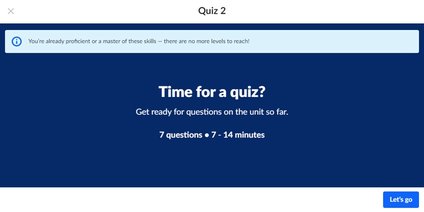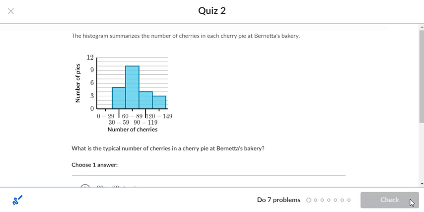Data sets and distribution. Quiz 2 review. The histogram summarizes the number of cherries in each cherry pie at Burnett's Bakery. What's a typical number of cherries in a cherry pie? We want to figure out the total number of cherries in a cherry pie here.